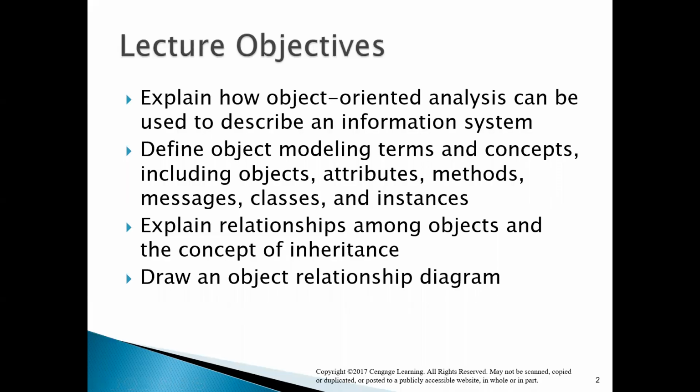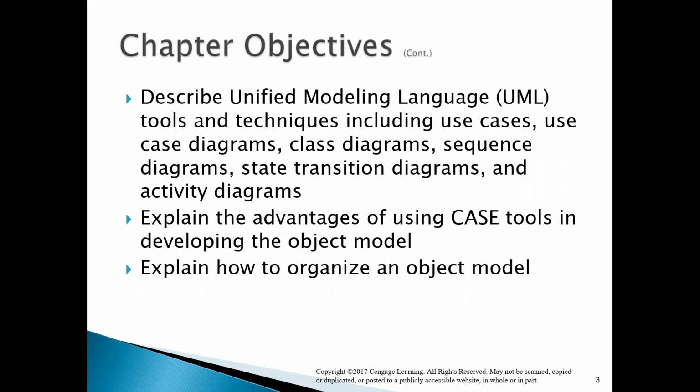In this lecture, we should look at the following learning outcomes. 1, explain how object-oriented analysis can be used to describe an information system. 2, define object modeling terms and concepts, including objects, attributes, methods, messages, classes, and instances. 3, explain relationships among objects and the concept of inheritance. And 4, draw an object relationship diagram.